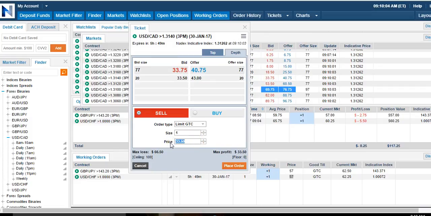So again, for a buy signal, I talk a lot about $57. For a sell signal, that number would be 43. So things are always going to add up to 100. As you can see, the price is 43 here. That means my max loss is $57 and my max profit is 43.